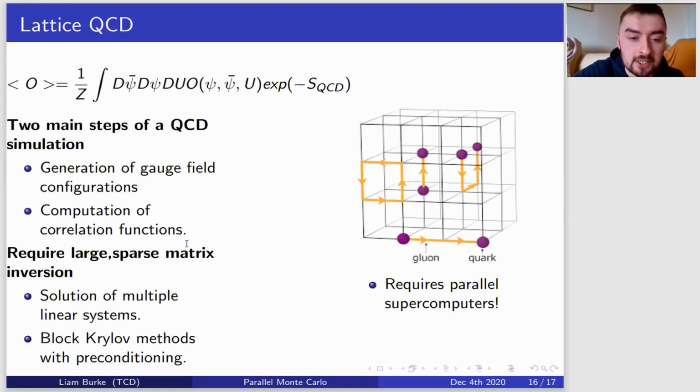This is a very large computational task based on the fact that both of these steps require very large and sparse matrix inversion. The matrices in QCD are incredibly large, of the order of hundreds of thousands. So it's not possible to run these simulations in serial, so we have to run them in parallel, and they're typically run on very powerful supercomputers. What I'm particularly interested in now is the development of numerical methods for solving these large sparse matrix equations that arise in these simulations. Because they take the form of shifted equations, I am typically interested in the development of Block-Krylov methods with preconditioning for solving these types of systems.